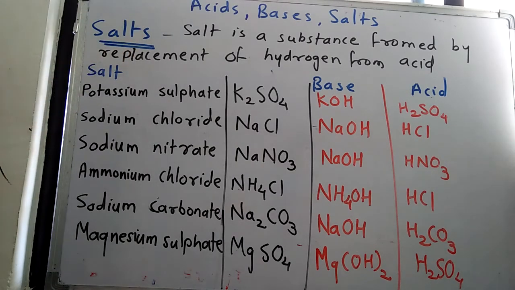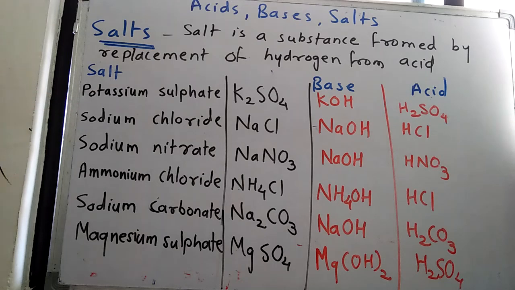Next part from the acid, base, salt. So we have studied acid, we have studied bases, now we have to study salts. Now what is salt? Salt is a substance formed by replacement of hydrogen from acid. We know acid has hydrogen, H plus ion, and so when this hydrogen is replaced by another ion, then we will get the salt. So here we have some examples of salt.